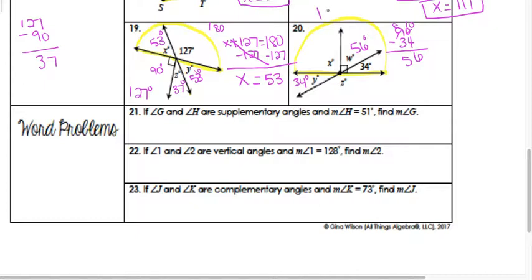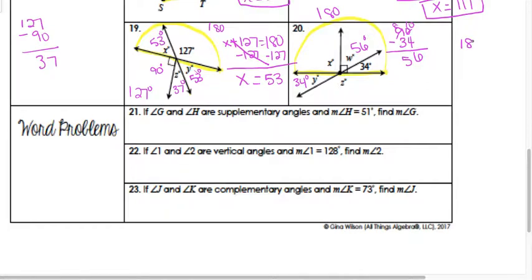180 degrees, okay? So right here I have 56 and 34. Remember, we just did the calculations on that. That's going to equal 90 degrees. So I know that this is 90 degrees.